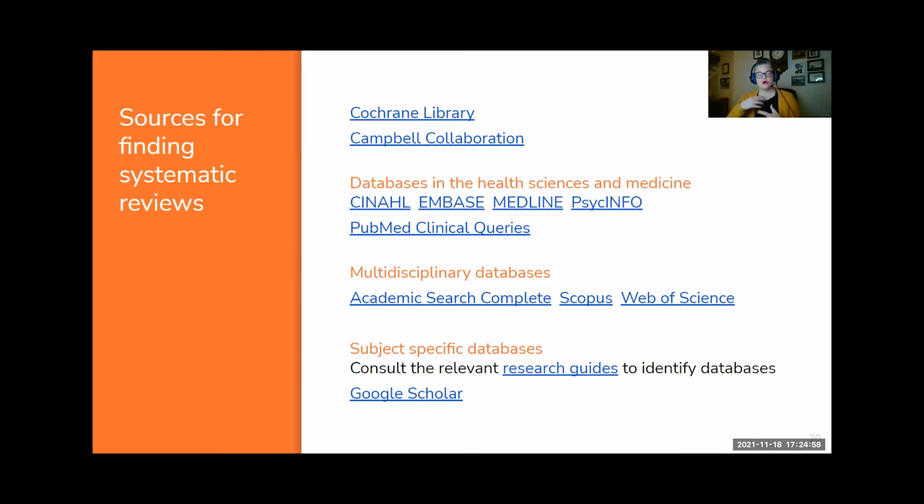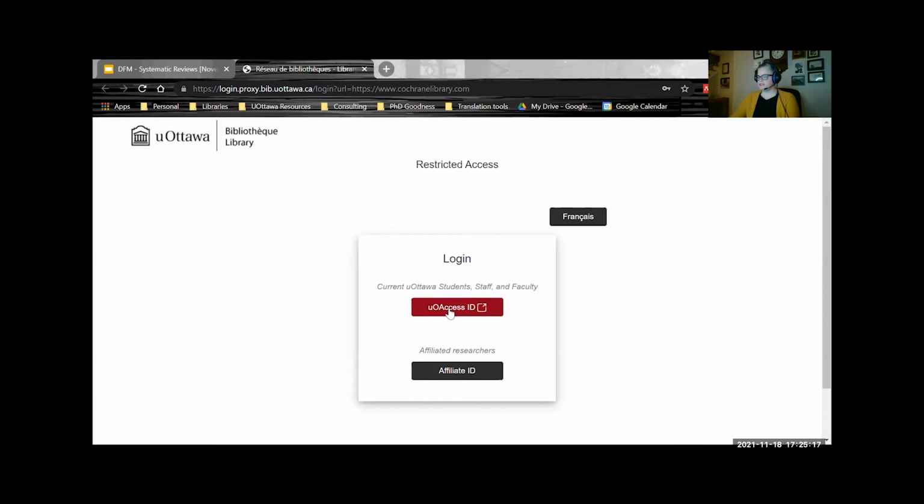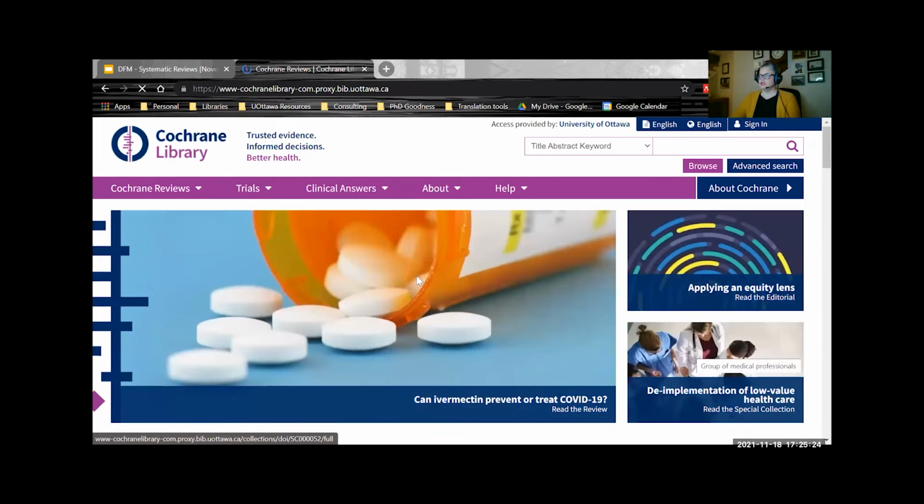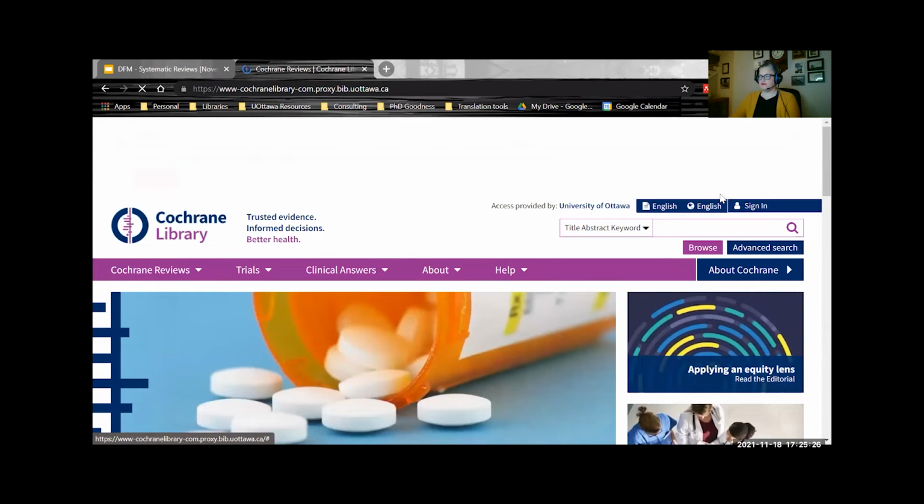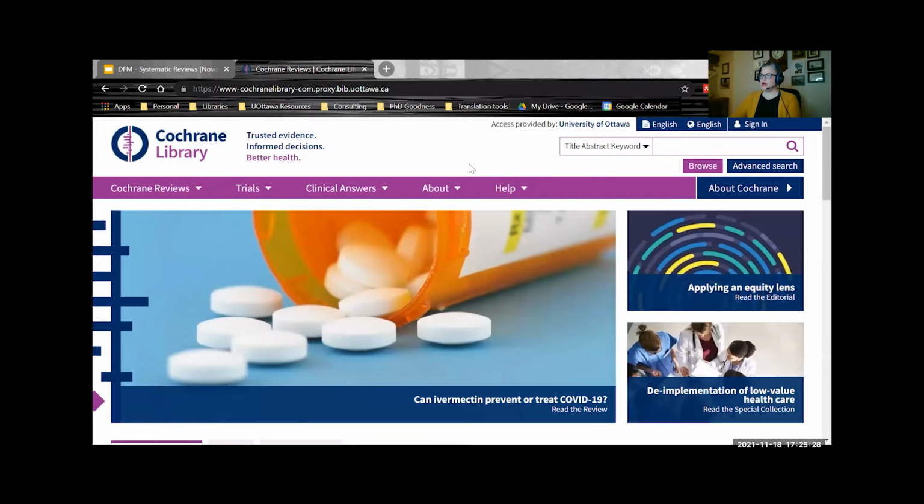So if your question is very clinical in nature, okay, you'll probably want to check the Cochrane Library. The Cochrane Library has been around for a very long time. And what's great about the Cochrane Library is that you can search different databases within it. Sorry, I'm just loading it right now. Okay, so this is the Cochrane Library that we have access to through the University of Ottawa.